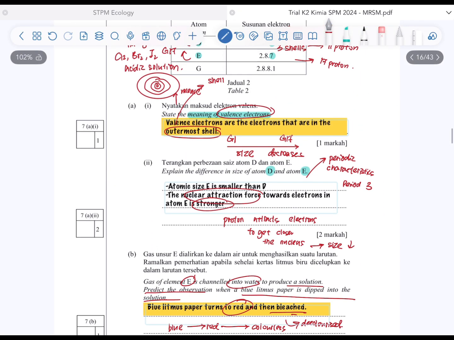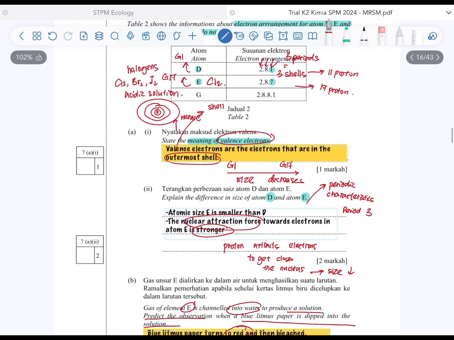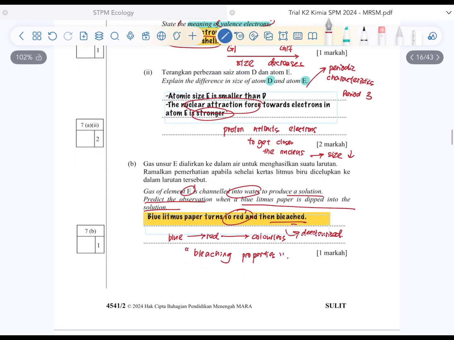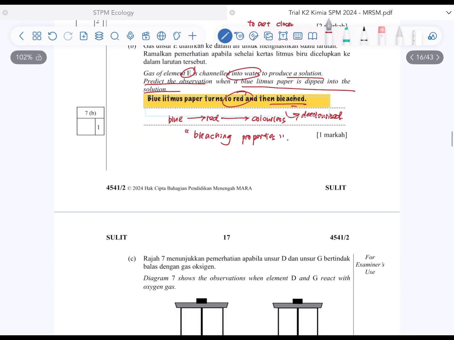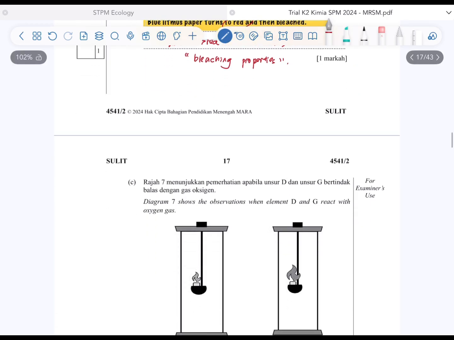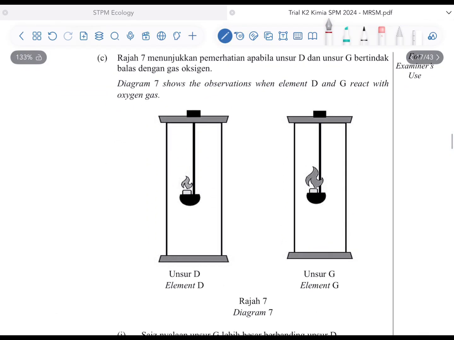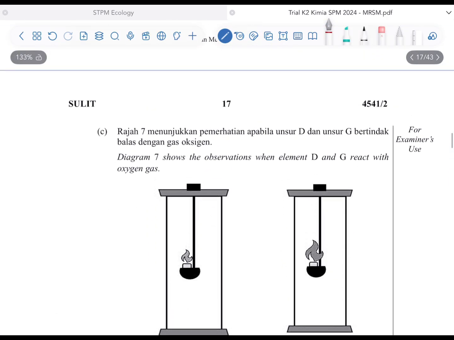So actually, the atom E is chlorine, because you can count the number of the electrons, and then you find it on the periodic table to see what is the element that contains 17 electrons. For information, the number of the protons is always equal to the number of the electrons. Okay, so let's continue with question C.